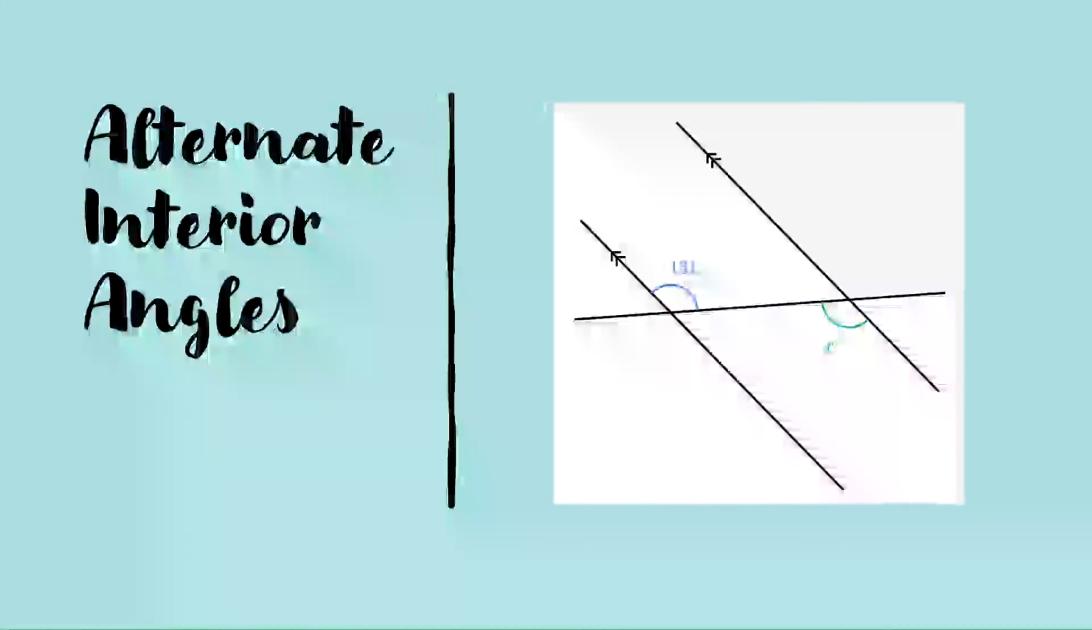In this example, I see that my angles are in between the parallel lines. That tells me that they are interior angles, and they're on opposite sides of the transversal. So they're alternate interior angles. Alternate interior angles are congruent. So therefore, X equals 131 degrees.